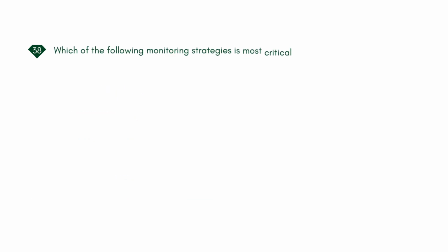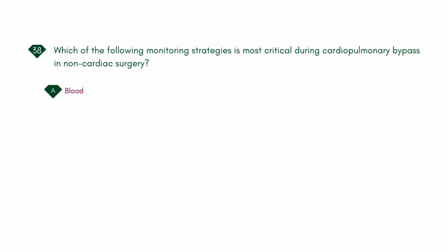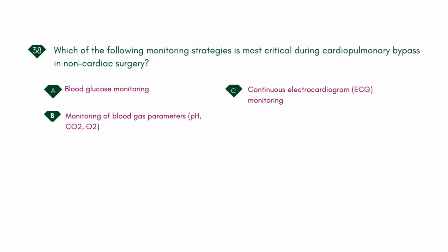Which of the following monitoring strategies is most critical during cardiopulmonary bypass in non-cardiac surgery? A. Blood glucose monitoring. B. Monitoring of blood gas parameters, pH, CO2, O2. C. Continuous electrocardiogram, ECG, monitoring. D. Invasive blood pressure monitoring.